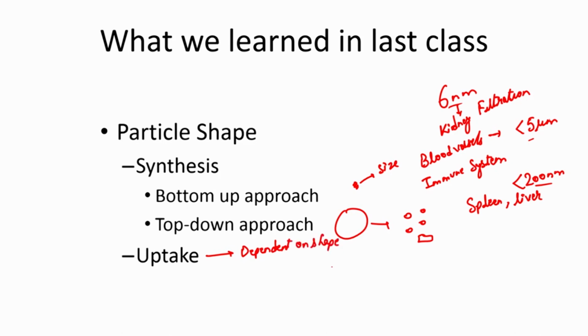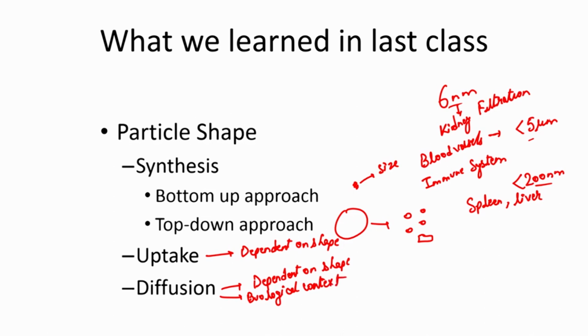We briefly discussed one research paper on this, but there are several research papers out there which further corroborate this point. And then we further found out that even the diffusion can be dependent on the shape itself. In this case the diffusion we are talking about is in a biological context. So, this is what we talked about in the last class.